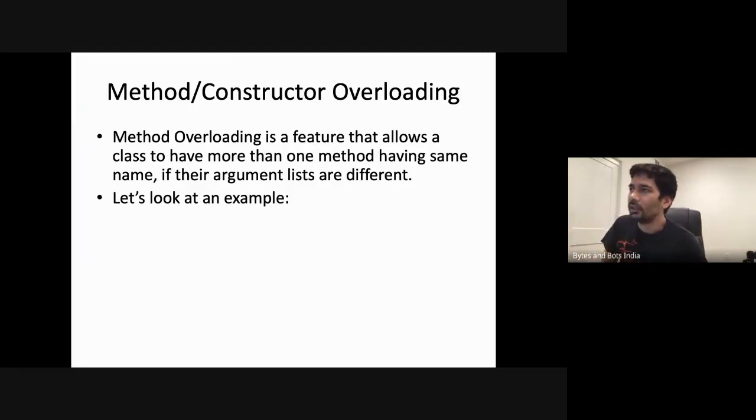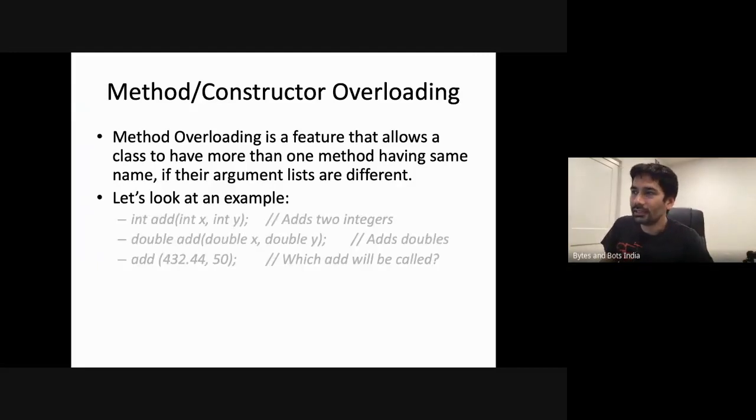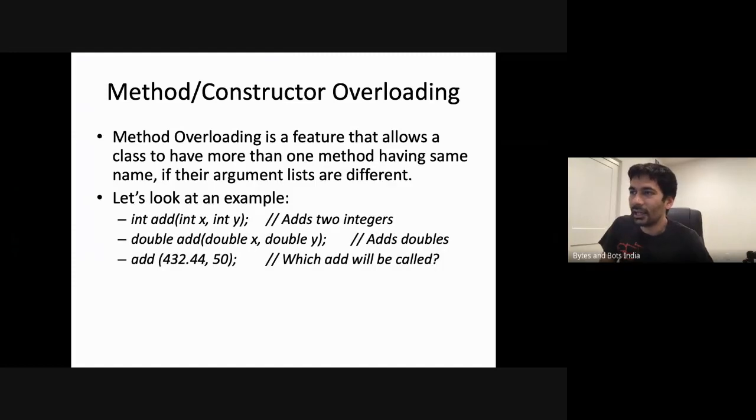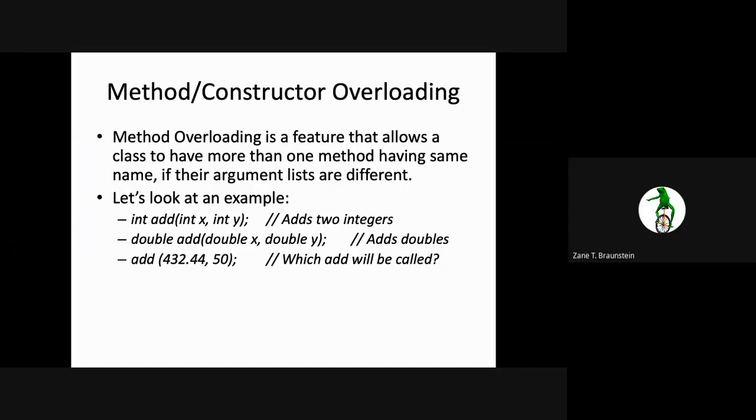See, constructor overloading, or method overloading, is a feature that allows a class to have more than one method having the same name if their argument lists are different. Let's look at an example. We looked at it. The integer add adds two integers, the double add adds two doubles. So the question is, if you call add and pass 432.44 comma 50, which of the two methods will be called? Any guesses? The double one.